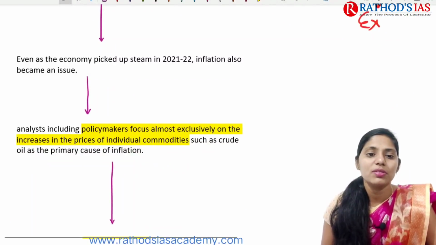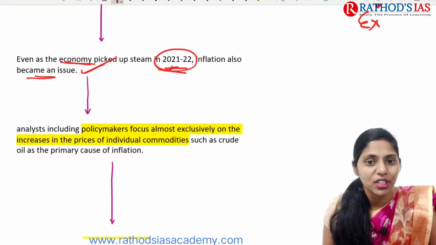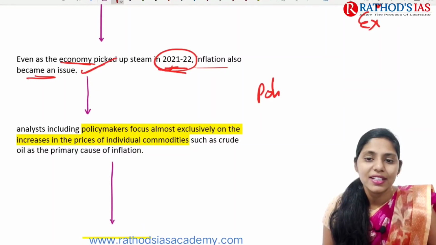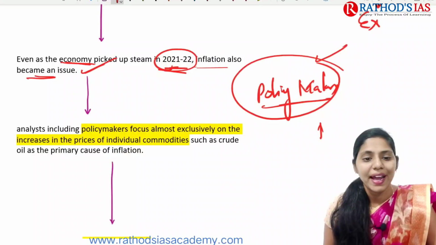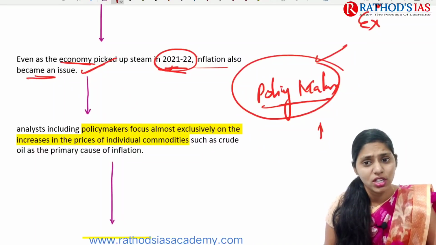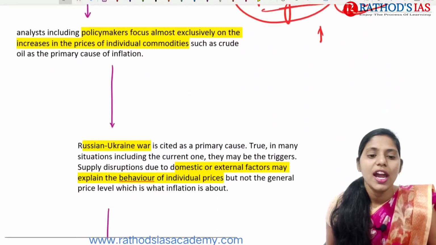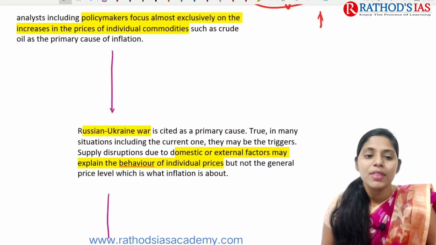Even as the economy picked up steam in 2021-22, inflation also became an issue. Many analysts said that policy makers need to focus on increasing prices of individual commodities, for example crude oil, and on supply chain disruption. They said that the increased cost of crude oil led to inflation. The ongoing Russia-Ukraine war is also a primary cause of inflation across the world.